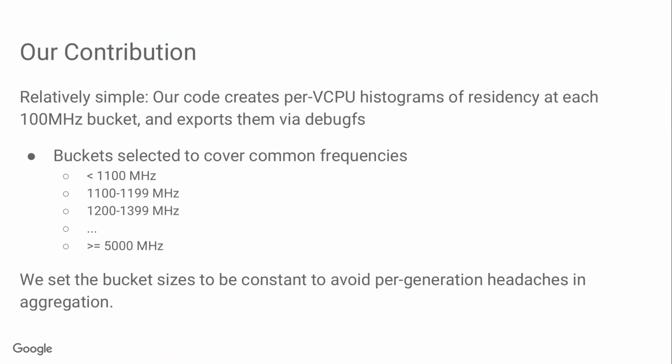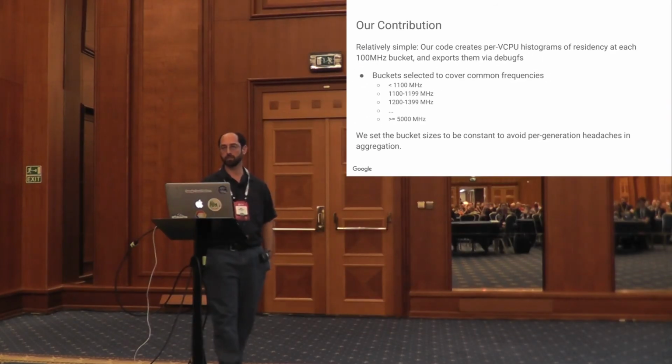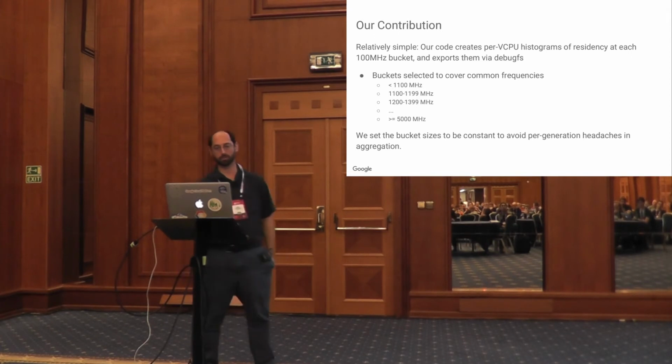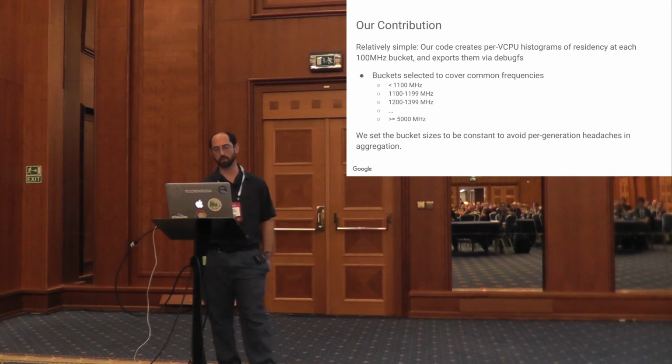So the code that I will aim to upstream in the next few weeks is relatively simple. We track per vCPU the histogram of residency at each 100 megahertz frequency bucket, and we put them in debugfs for reading out. I'm assuming that processors aren't going to go massively faster or massively slower, so I set some constant overflow and underflow buckets at 1100 megahertz and 5 gigahertz, and then between those it's 100 megahertz buckets.